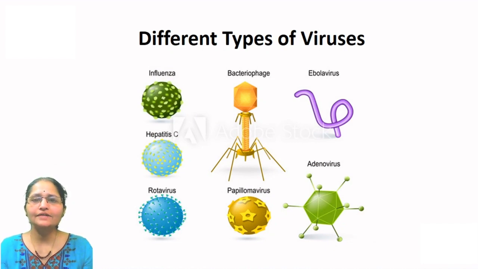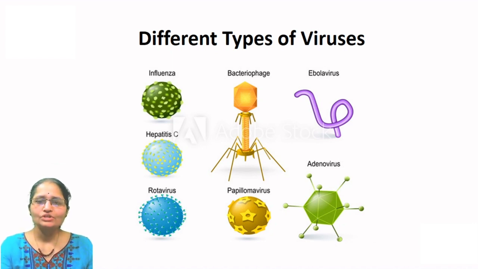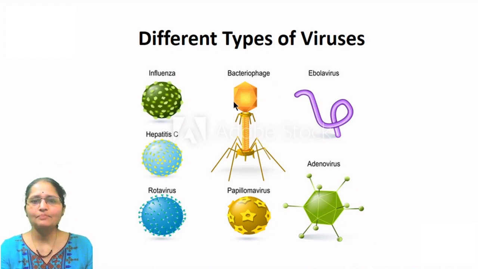Now students, there are different types of viruses in front of you. The viruses are basically categorized into three types: the viruses infecting plants, the viruses infecting animals, and the viruses which infect the bacteria. The viruses which infect the bacteria are called bacteriophage. So they have a particular rocket-like shape. And here you can see the different viruses and their different shapes.